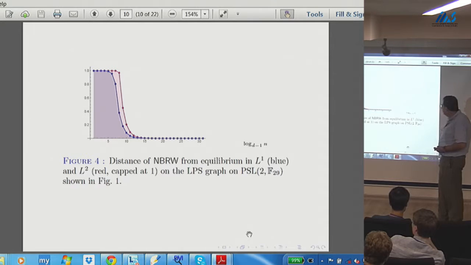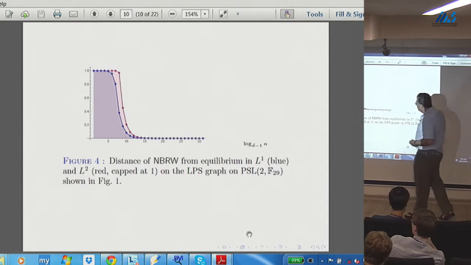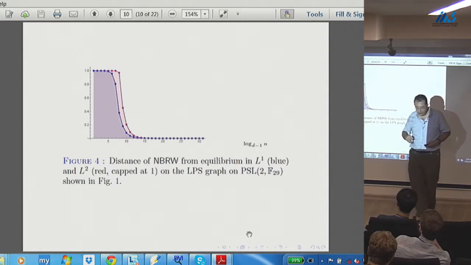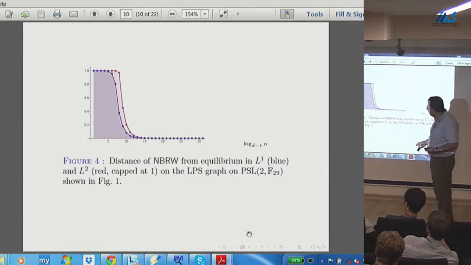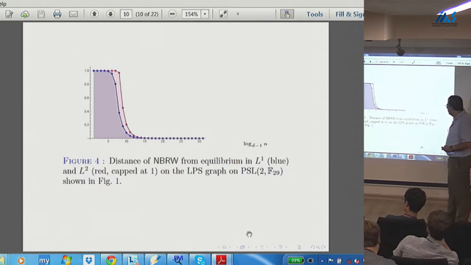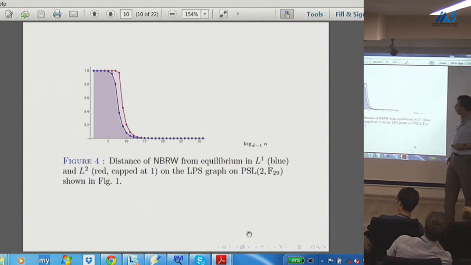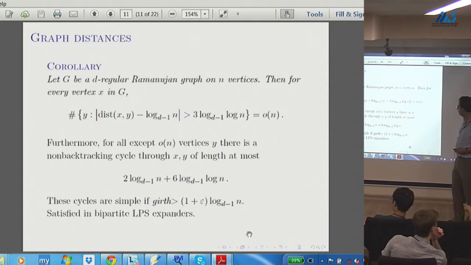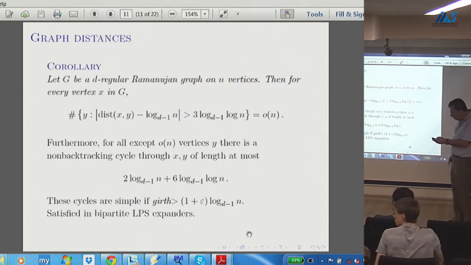Okay, now the key to the analysis is not to work spectrally with the simple random walk, but instead with the non-backtracking walk, whose definition I'll recall shortly. For that, it turns out that the L1 and L2 decay happen at the same time. And that will allow us to prove the theorem. So this is a graph of the L1 and L2 distances for the non-backtracking walk. And I'll connect to this graph shortly.